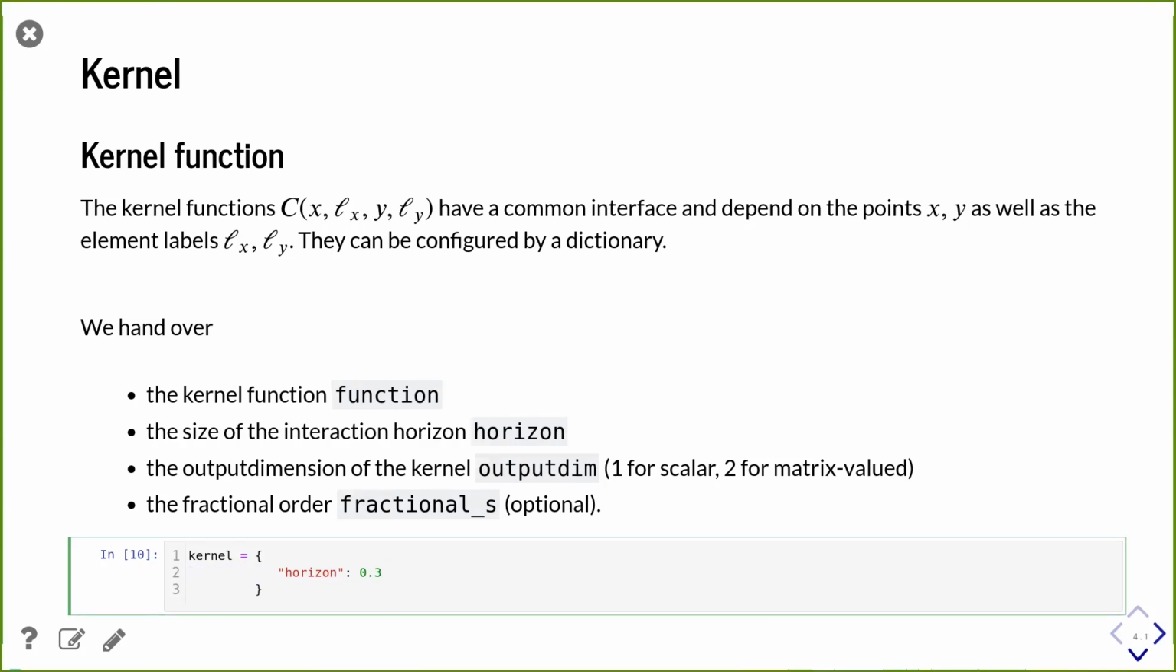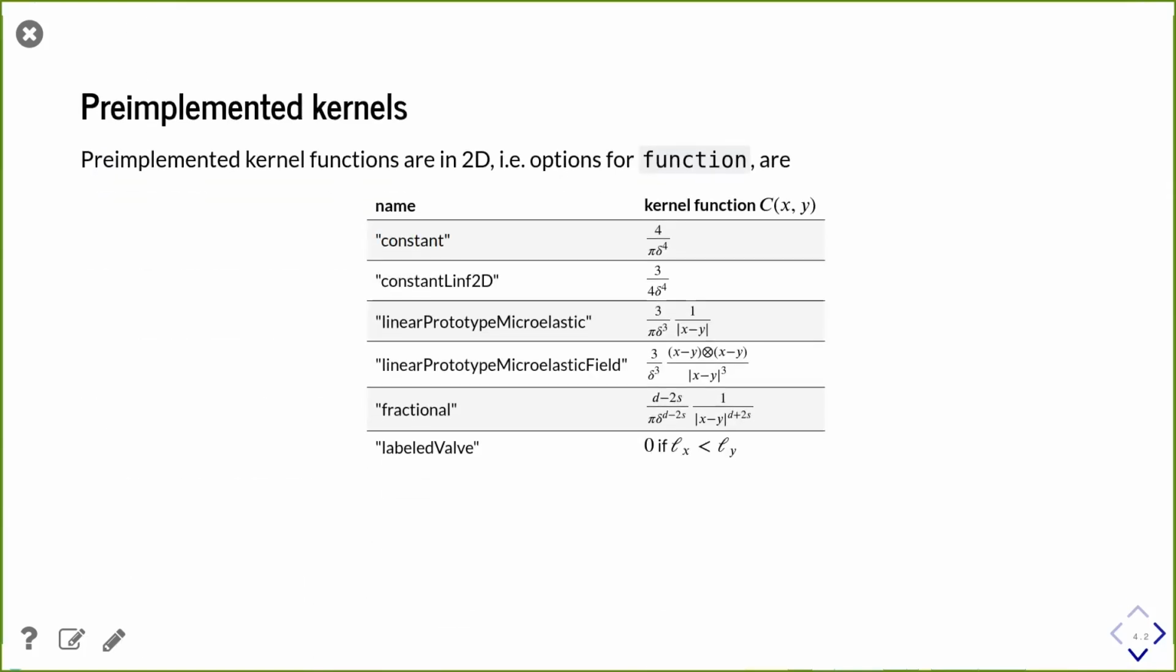Now we need to know, of course, which functions we can choose. The pre-implemented functions in that kernel for 2D are the following. We have a constant kernel. You see here that's 4 over pi over delta to the power 4. That is the constant which converges to the Laplacian if we use the L2 ball as interaction set. Similarly, we have that constant for the L infinity ball. We also can intersect with respect to the L infinity ball. We talk about that later.